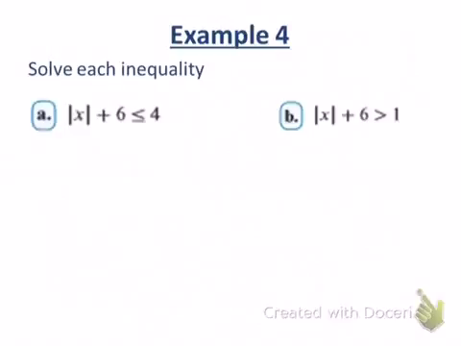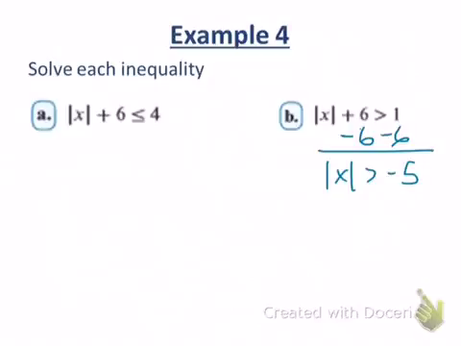Similarly, on the right side, example B, what would we do here? Subtract 6 from both sides. And that gives us absolute value of x is greater than negative 5.